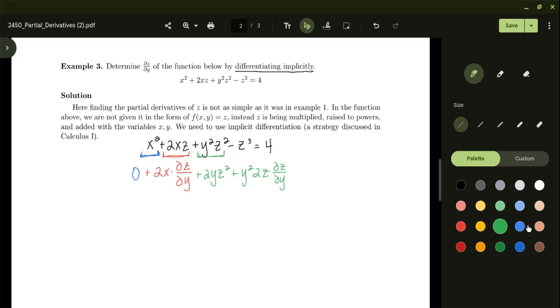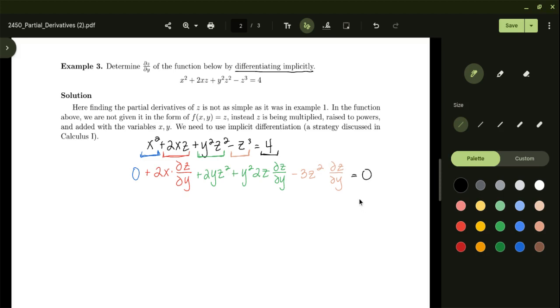And then our very last term on this side of our equal sign is negative z cubed. And so here again we have z, which does depend on y, and so therefore we're going to have to use the chain rule. So the derivative of this term negative z cubed is going to be negative 3z squared, but then also applying the chain rule we get the partial derivative of z with respect to y. And then lastly we have this equals the constant 4, we still have to take the partial derivative of 4 with respect to y, which, again, using the constant rule, is going to equal 0.